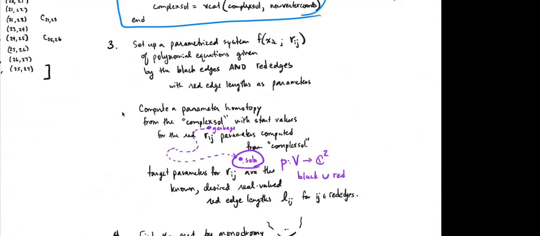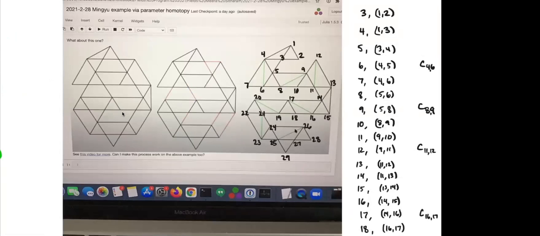And now we set up a parametrized system. And this is where we're setting up our family in some parametrized family that will be convenient for us. So set up a parametrized system of polynomial equations given by the black edges, which we know, and the red edges as parameters. So the red edges are going to be parameters. They are edges that were in our original graph, but we deleted them because we wanted to produce an easier graph. Okay.